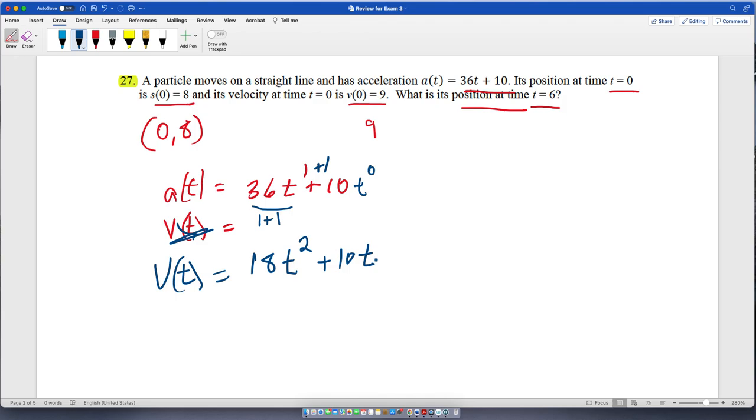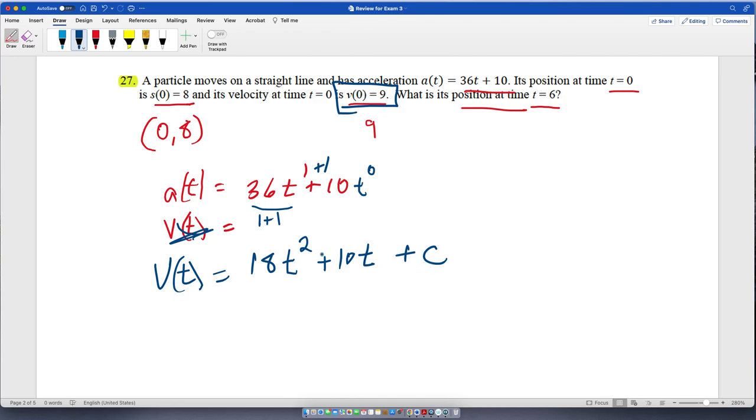What did I forget? Plus C, and this is where this information here is going to come in. It's going to allow us to figure out what that C is, because we're going to need that if we're going to take another antiderivative and get to the velocity. So you see that some of these, like this particular one, is really at least 2 questions in one. We got to do 2 antiderivatives.